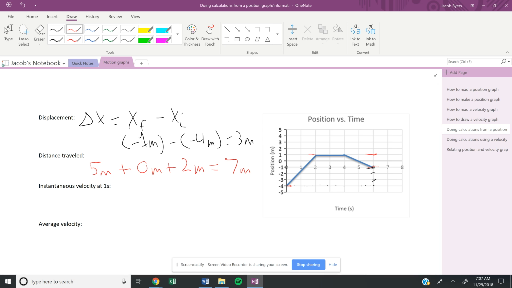But if you look at the initial position, close your eyes for 6 seconds and then open it again, it looks like they've only moved 3 meters, but the actual object has moved 7. Okay? Now, instantaneous velocity at 1 second, okay?